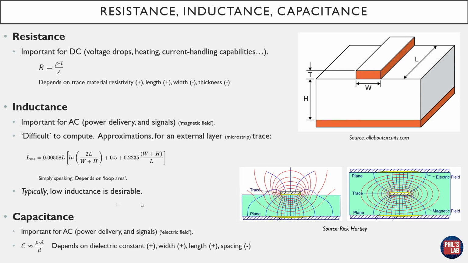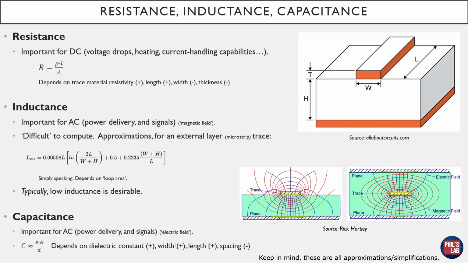Typically, you'll see that low inductance is desirable. It improves power delivery, it reduces the size of the magnetic field, and so on. Lastly, trace geometry also influences the capacitance of our trace, or the capacitance per unit length. Again, this is an AC property, so important also for power delivery, signals, and so on, but typically somewhat of a lesser concern. Of course, this is a big generalization compared to inductance.